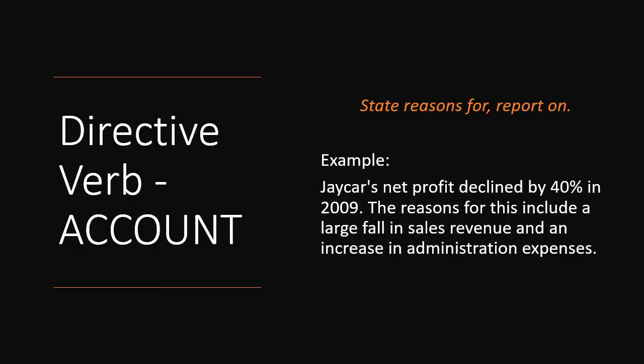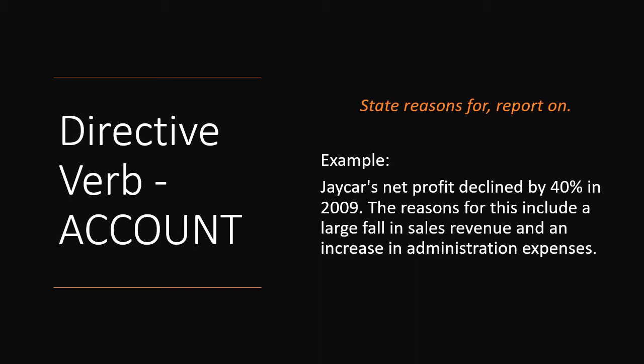Now, over the next couple of slides, I'm going to go through some of the directive verbs that we see predominantly in business studies exams, and some are a lot more complicated than others. Now, when we look at our first one, which is account, you're stating reasons for and you're reporting on it. The example here is JCar's net profit declined from 40% in 2009, and the reason for this includes a large fall in sales revenue and an increase in admin expenses.